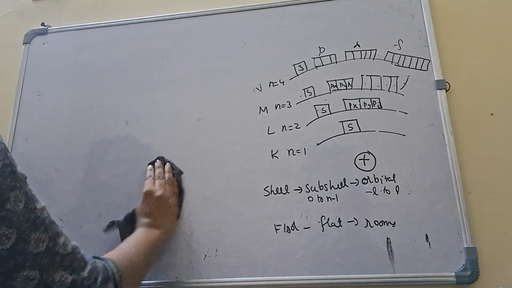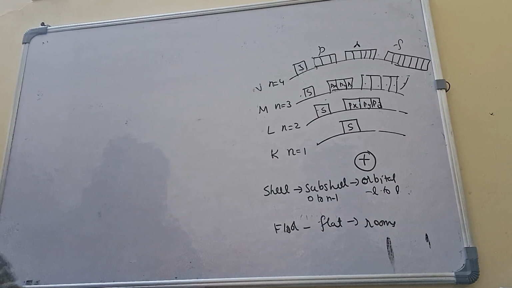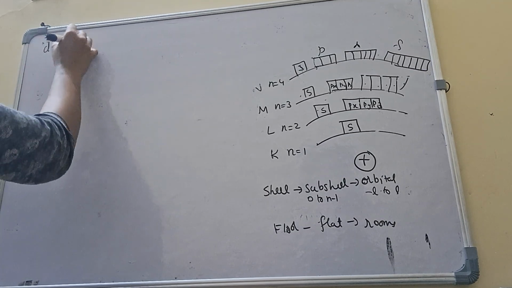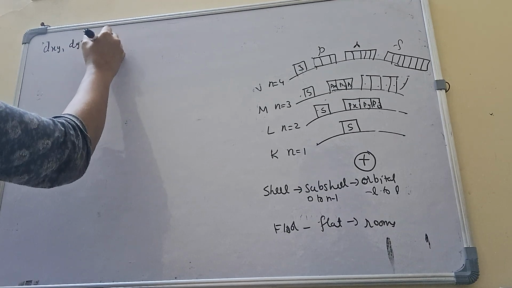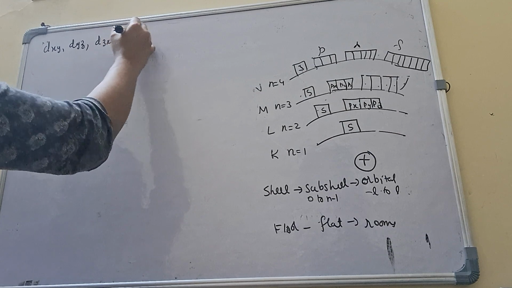You have 5 d orbitals because the d subshell is for l equal to 2, and you can write m from -2 to +2. Now you can divide them into two categories. The dxy, dyz and dzx are called non-axial.